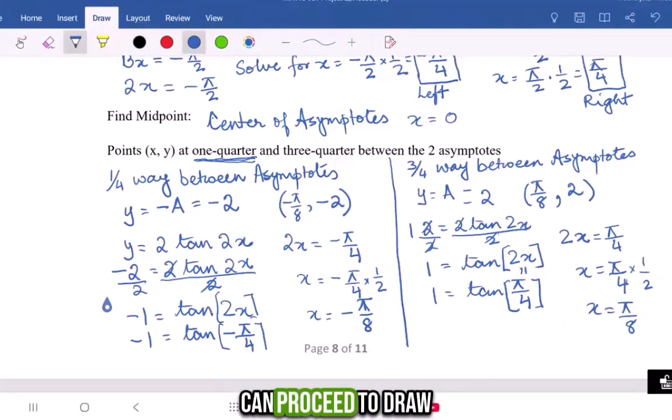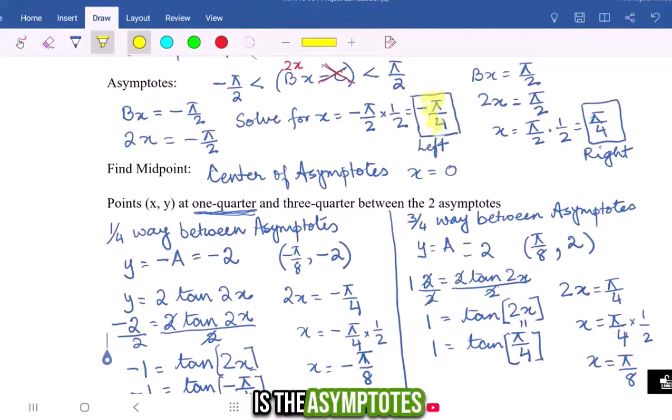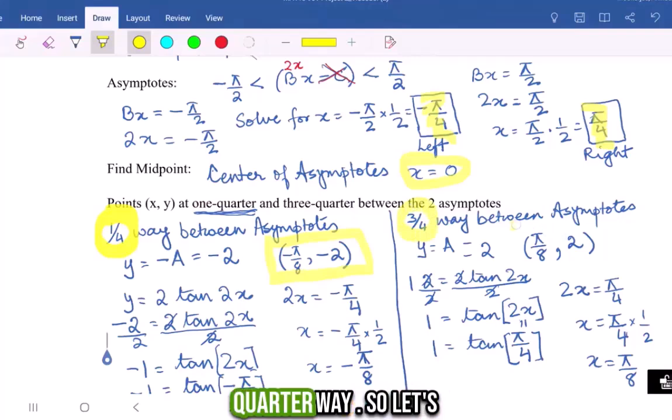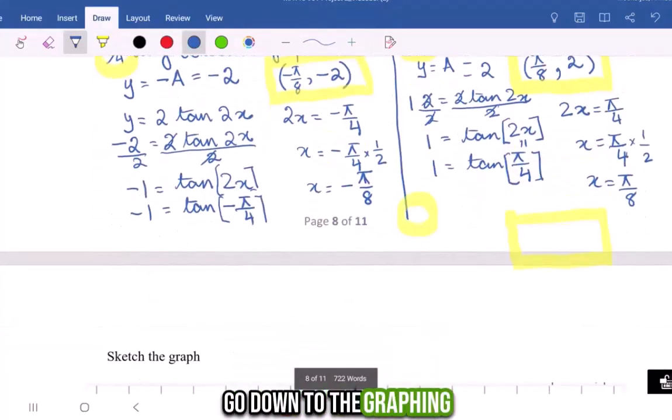Now we can proceed to draw the graph. We have all the information that we need in order to draw the tangent graph. The information that we will be using is the asymptotes, where they are located, minus pi over 4 and positive pi over 4, and then the center of the asymptotes, which is x equal to 0. Also, the ordered pairs, the x and y coordinates, 1/4 way and 3/4 way. So let's go down to the graphing area.